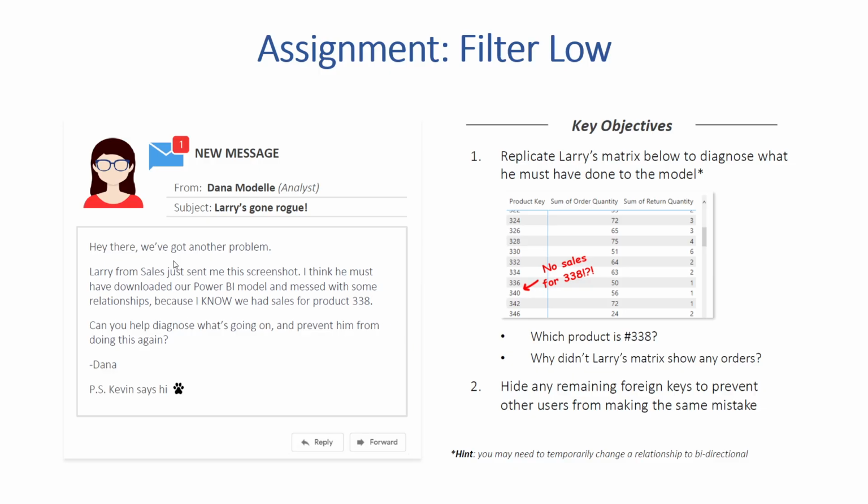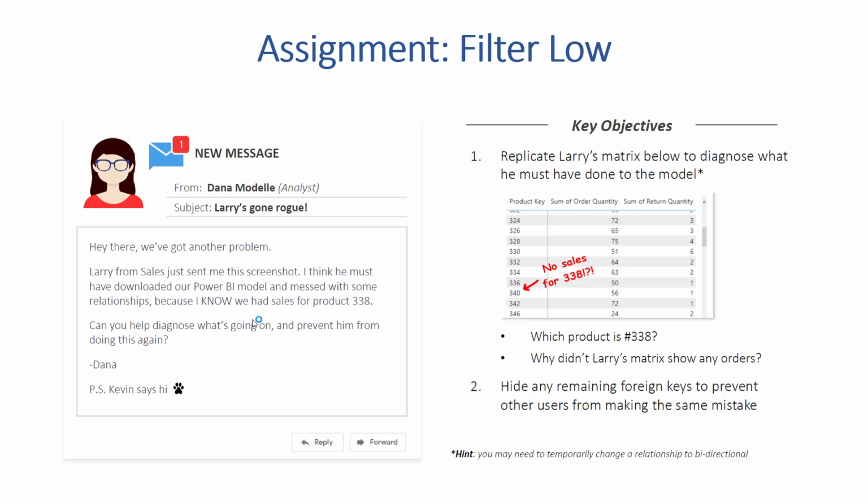Hey there, we got another problem. Larry from the sales team just sent me a screenshot. I think he must have downloaded our Power BI model and messed up some relationship, because I know we had sales for product 338. Can you help me diagnose what's going on and prevent him from doing what he did wrong? So this is our problem.